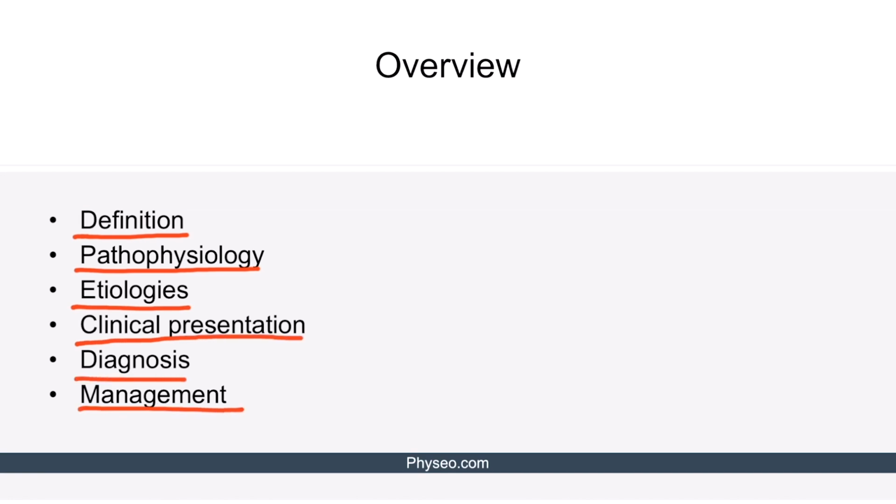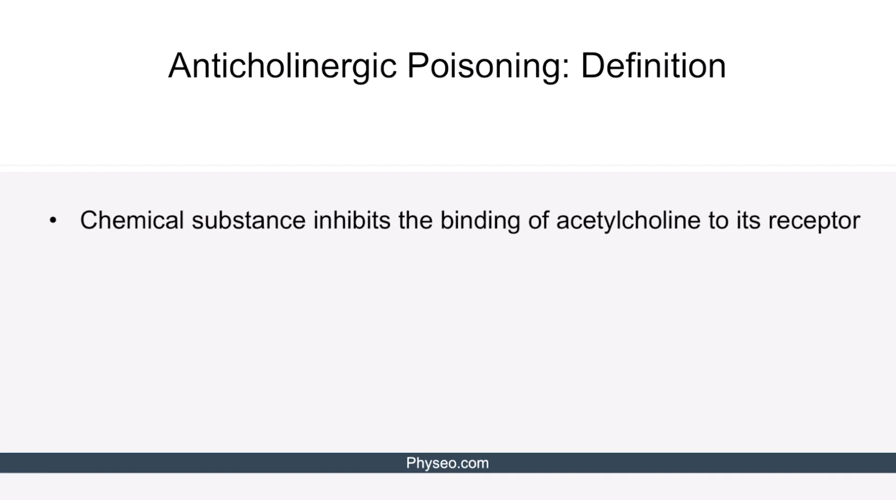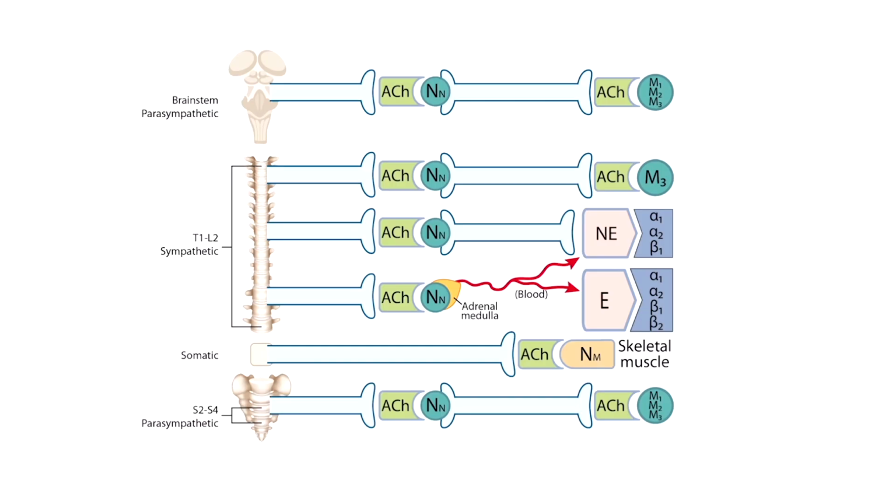Let's begin by talking about anticholinergic poisoning. Anticholinergic poisoning occurs when a chemical substance inhibits the binding of acetylcholine to its receptors. This image serves as a reminder of the different types of receptors found in the autonomic nervous system. From this image, we can see that acetylcholine can bind two types of receptors, muscarinic receptors and nicotinic receptors.